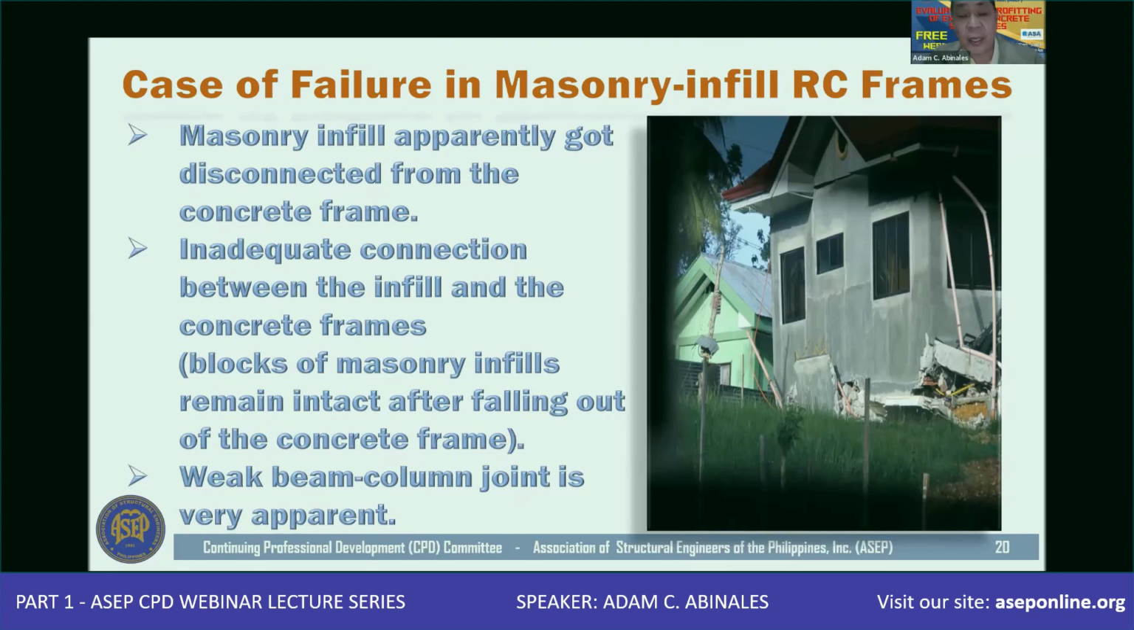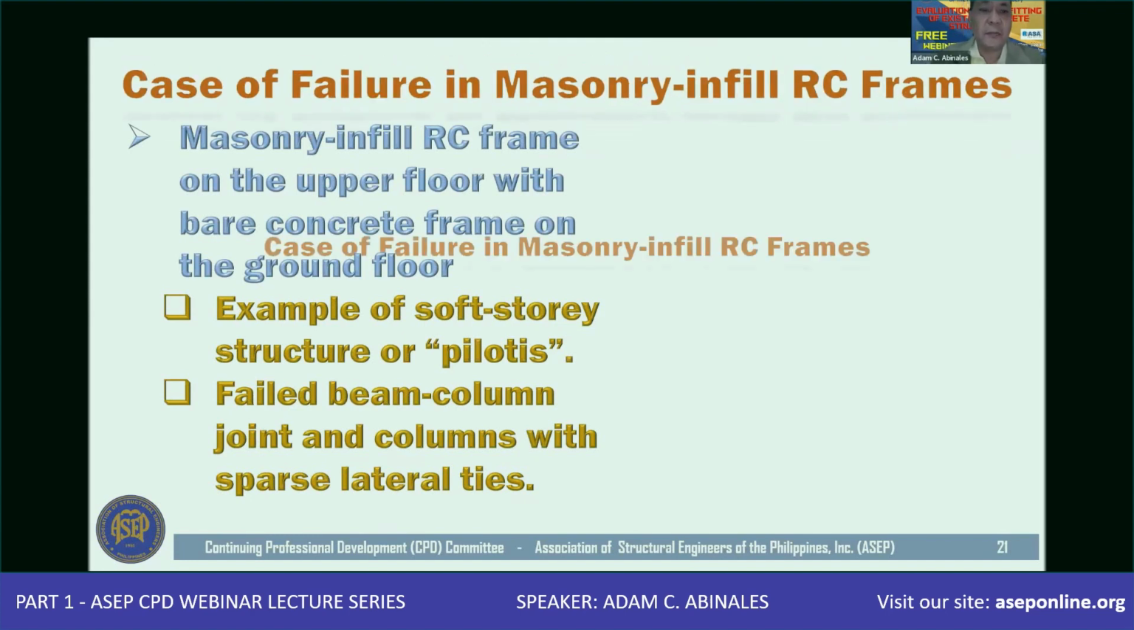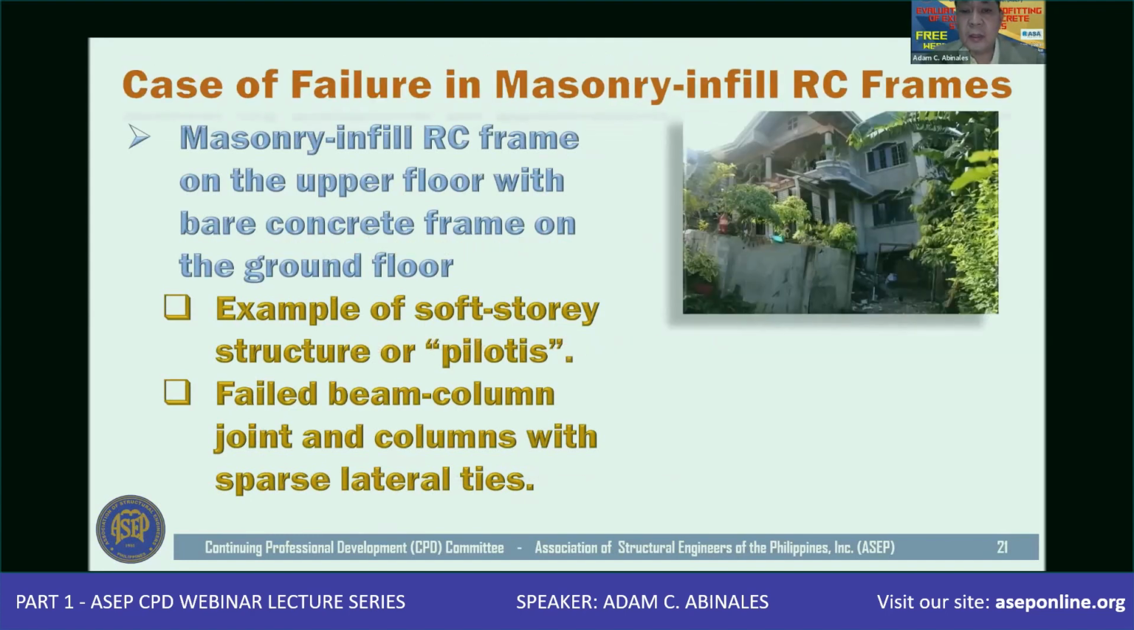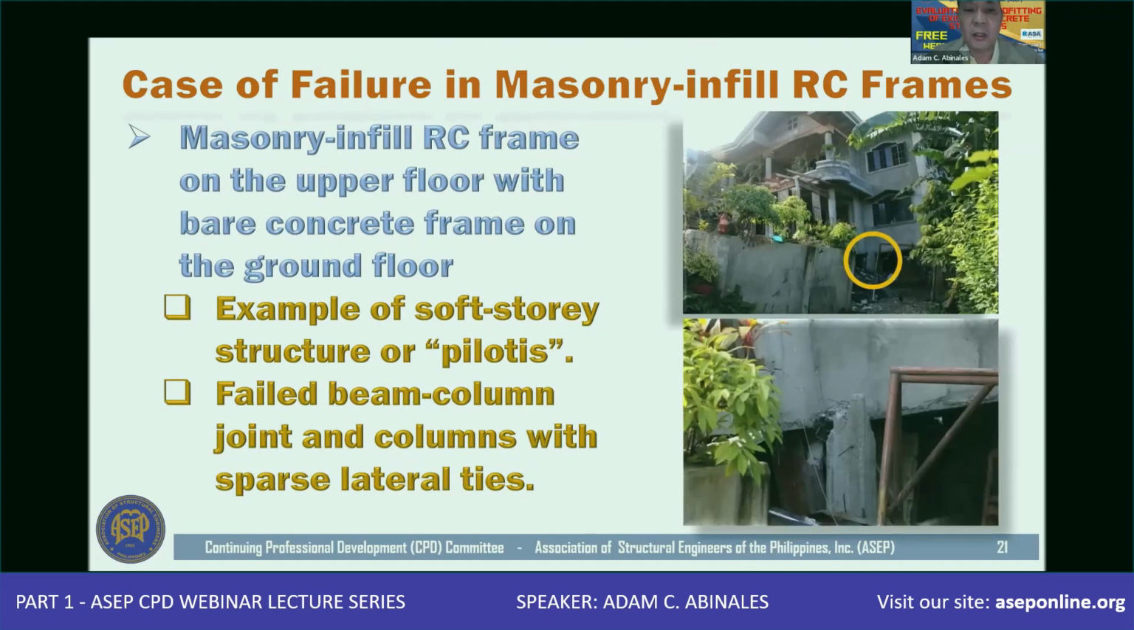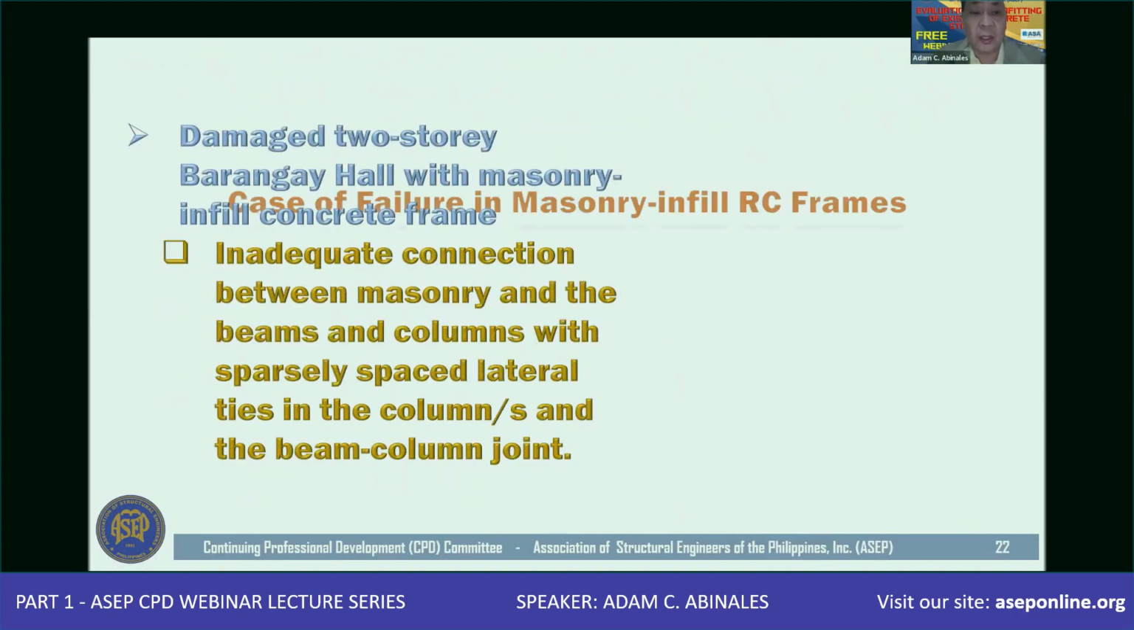Or there is a case of what we call a weak beam column joint, which is very apparent. Or you can have a case of a masonry infill RC frame, very massive on the upper floor with a bare concrete frame on the ground floor. So this is something like a case of a soft story. Or you can have a case of a damaged two-story.